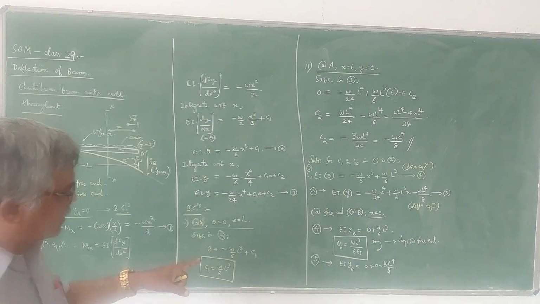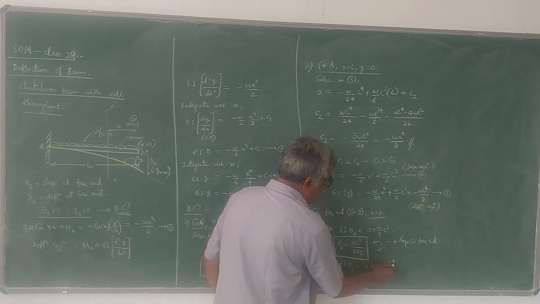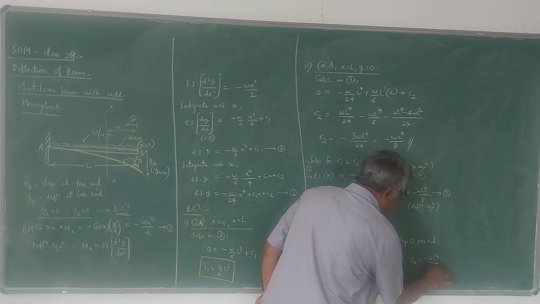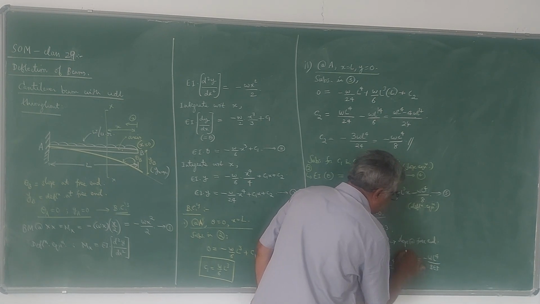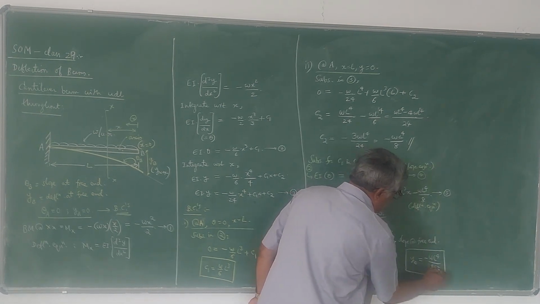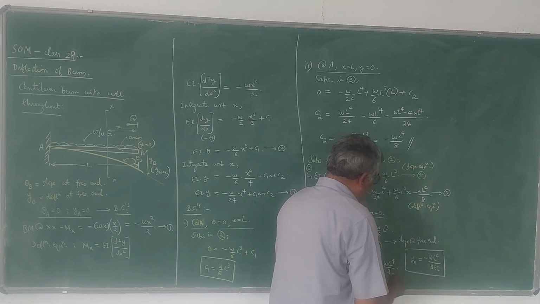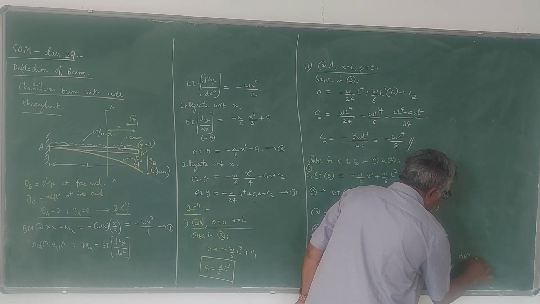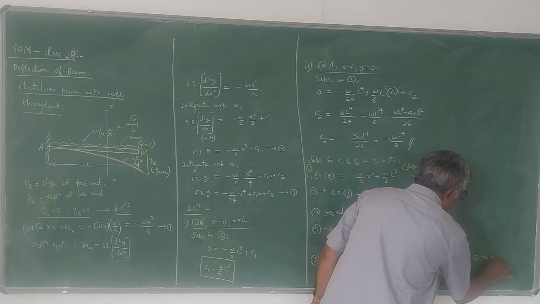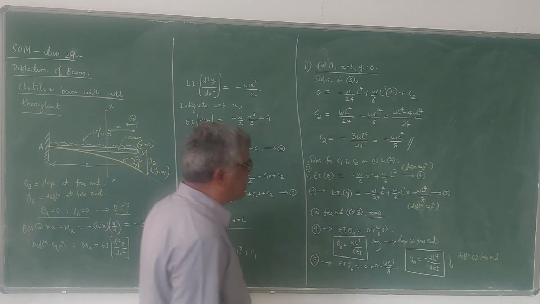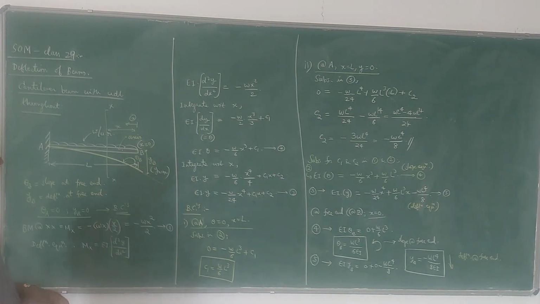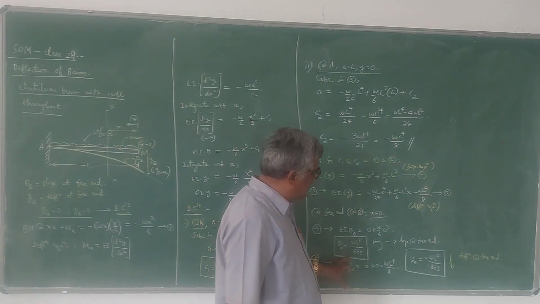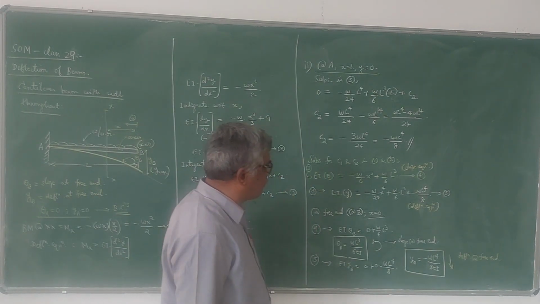So that means here YB will be minus W L power 4 by 8 EI. If you bring the EI to RHS, it becomes divided by EI. So this negative sign indicates that the deflection is downwards. So this is deflection at free end. That means when a cantilever beam is subjected to UDL throughout, slope at the free end is given as WL cube by 6 EI, deflection at the free end is minus WL power 4 by 8 EI.